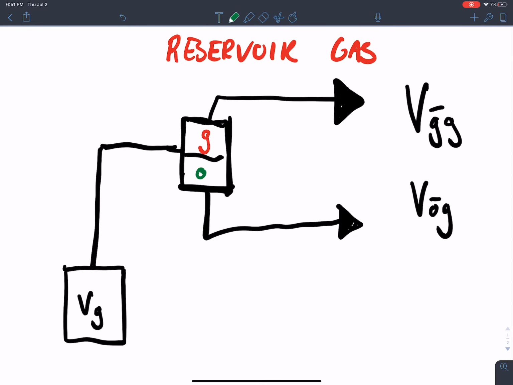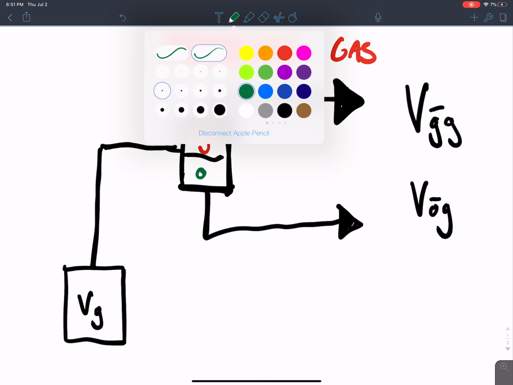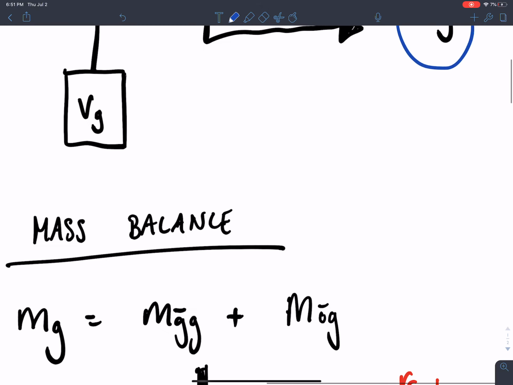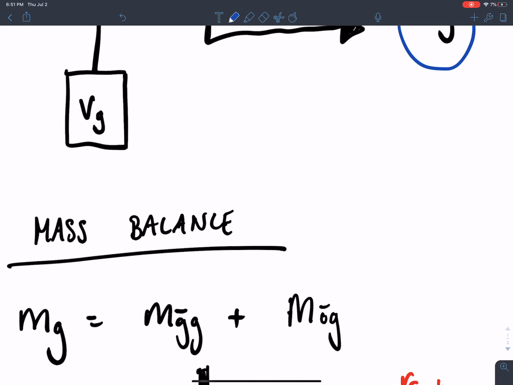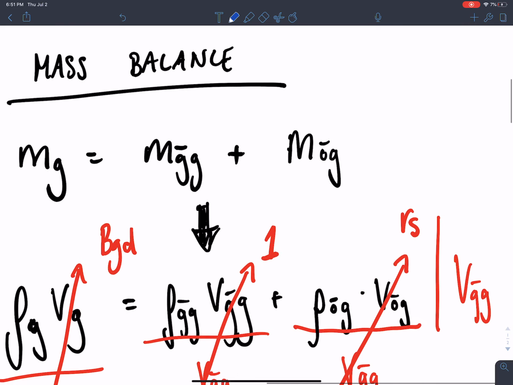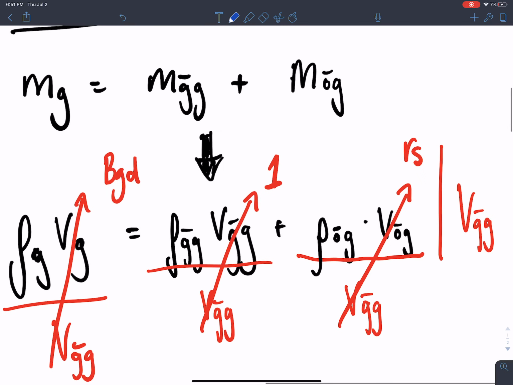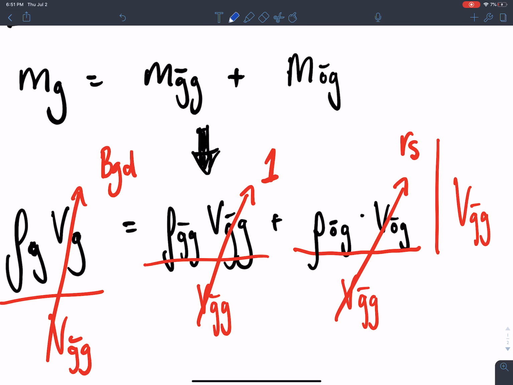Once we get to surface, we get a free gas phase, and we get a free oil phase that we can sell. And similarly, we set up a mass balance on this, apply the density formula, and at the same time we divide by the surface gas volume. From that we get the formation volume factor for gas.